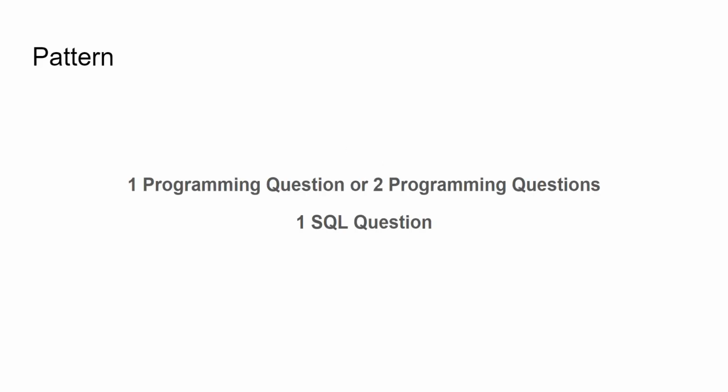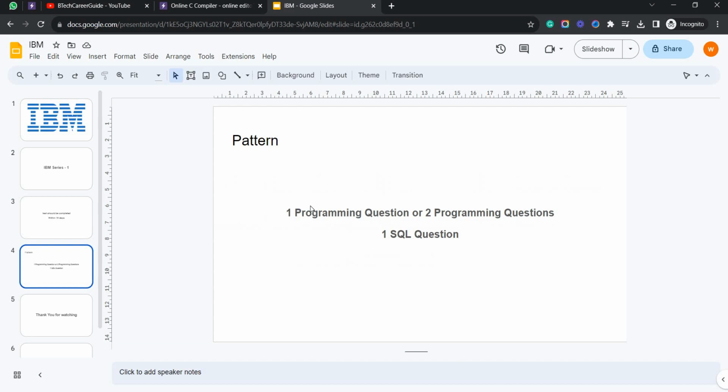The pattern of the round is, a few of the candidates have received one programming question plus one SQL question, and a few have received two programming questions. So it's based upon different factors. I don't know what they are, but you might get one programming question and one SQL question, or you might get two programming questions. Either way, we are here to help you. Don't worry. So let's dive into the first question of this series.